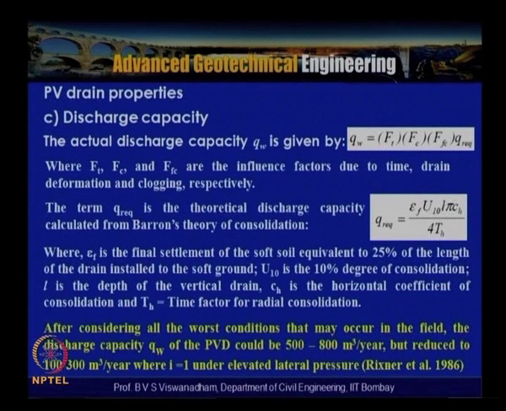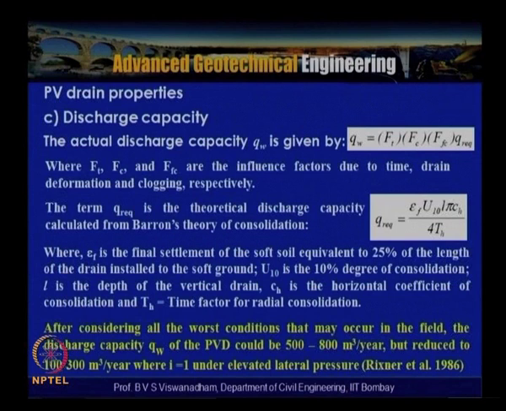Now, this discharge capacity is given by Qw is equal to Ft into Fc into Ffc into Q required. Here, Ft, Fc and Ffc are the influence factors due to time, drain deformation and clogging respectively, multiplied by Q required. The term Q required is the theoretical discharge capacity calculated from Barron's theory of consolidation.